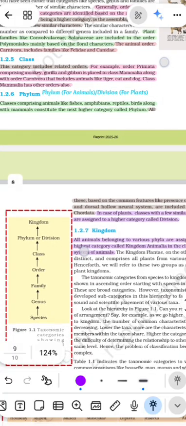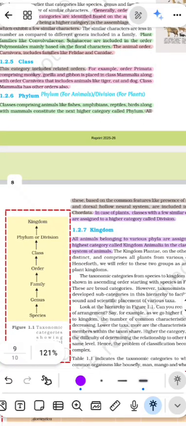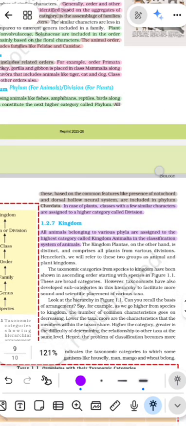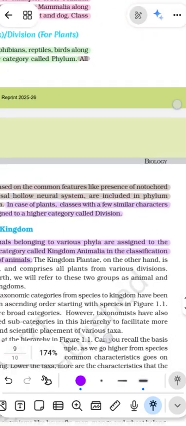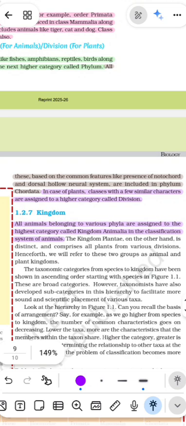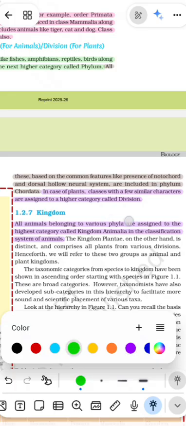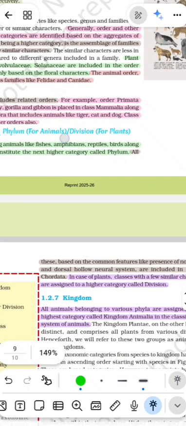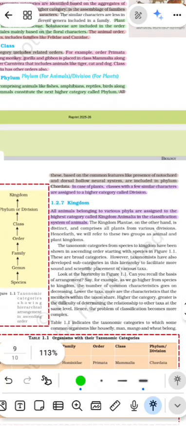So classes comprising animal species like amphibians, reptiles, birds, along with mammals constitute the next higher category called phylum. All these are based on common features like presence of notochord and a dorsal hollow neural system, which include phylum Chordata. In case of plants, classes with few similar characters are assigned to a higher category called division. So here is the definition of division. I have already explained it earlier.